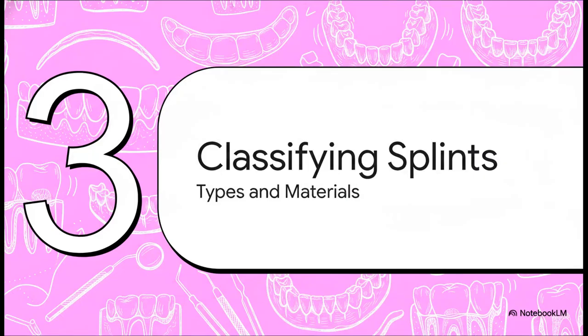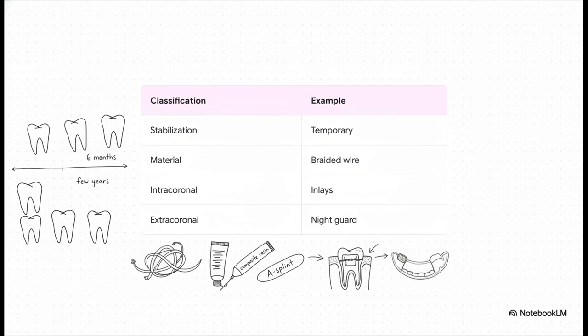All right, Section 3, classifying splint types. With the biological rationale firmly established, let's open up our clinical toolkit. When classifying your options, you really want to commit this breakdown to memory. First, we classify by the period of stabilization. Are you placing a temporary splint for less than 6 months, maybe a provisional one for a few months to years, or a permanent splint to be used indefinitely?